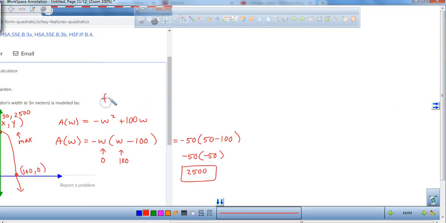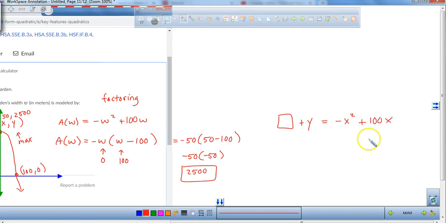Okay? So this way, I'm going to call it the factoring method. That's one way you can factor it. The next way, we're going to actually complete the square. So what we're going to do is I am going to change my A of w just to y to make it easier. We'll put empty box plus y equals negative, and instead of w squared, I'm just going to put negative x squared plus 100x.